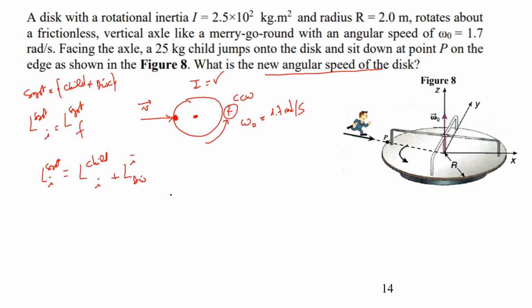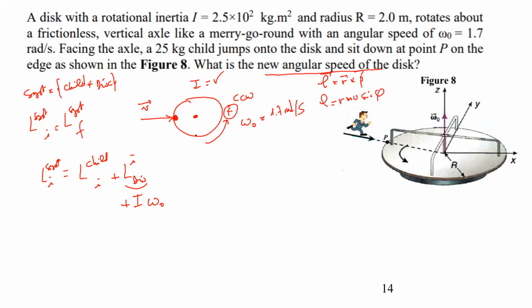So what is the angular momentum of the disk? This is easy. This is the moment of inertia, 2.5 times 10 to the power 2, multiplied by omega naught, which is 1.7. Now I have to add it to the angular momentum of the child. What is the angular momentum of the child? The child will be a particle-like system, so L is just R cross P. The magnitude of L is RP, which is mv sine phi.